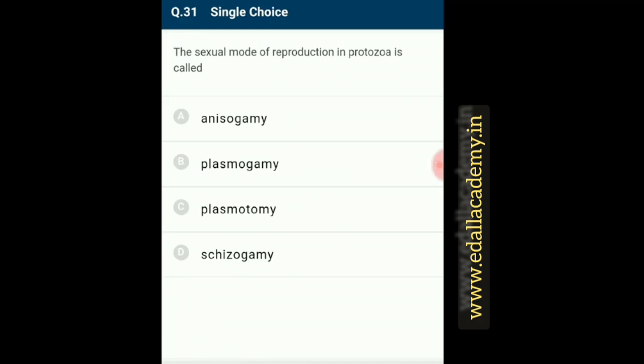Protozoans like Plasmodium show sexual reproduction via anisogamy, where the gametes participating are not similar in shape and size. Schizogamy is a type of asexual phase of reproduction. Fusion of the protoplasts of two cells to form a new cell is called plasmogamy. A special type of binary fission is called plasmotomy, where the multinucleate protozoan cell divides into two or more multinucleate cells. So the answer is option A, anisogamy.